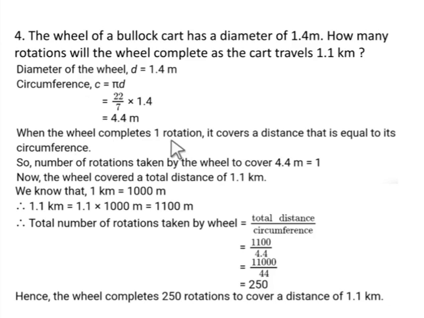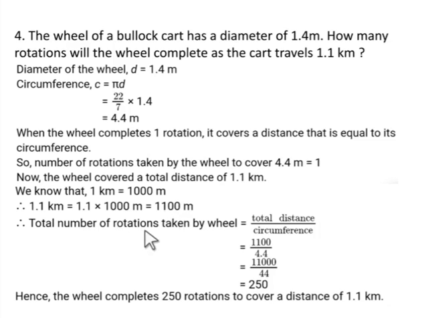So when the wheel completes one rotation, it covers a distance that is equal to its circumference. So number of rotations taken by the wheel to cover 4.4 meter is 1. Now the wheel covered total distance of 1.1 kilometer. Just now I told, as we have seen, the distance covered in one rotation is in meter. So we will convert the total distance also in meters. Now we know that 1 kilometer is 1000 meter. So 1.1 kilometer is how many meters? Multiplied by 1000, you will get it as 1100 meters. So this is the total distance to be traveled.